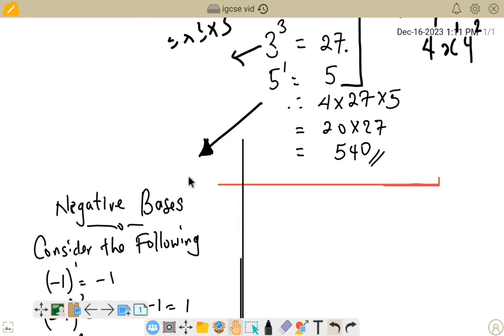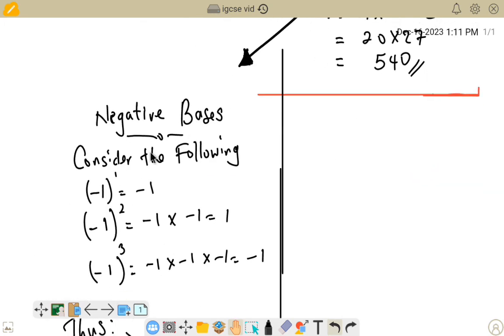You also have negative bases. Sometimes the powers or even the base might be negative, just like in this case here. In this case, the power is positive, but the base is negative. But it's pretty straightforward. Just make sure you look at the nature of the power.